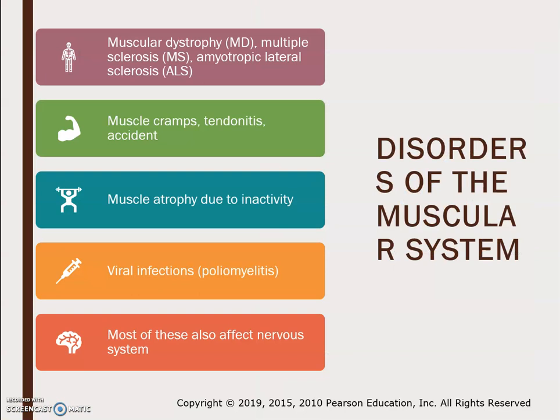Disorders of the muscular system include muscular dystrophy, multiple sclerosis, ALS, muscle cramps and tendinitis, muscular atrophy due to inactivity, viral infections such as poliomyelitis, and most of these also affect the nervous system. Please be aware that patients with muscular dystrophy, MS, or ALS might have difficulty keeping their arm in a position that is appropriate for phlebotomy and might need assistance.